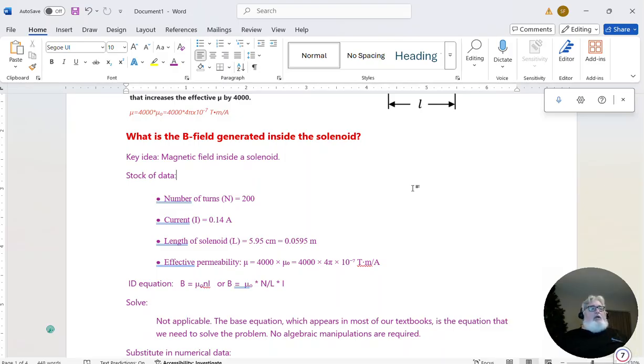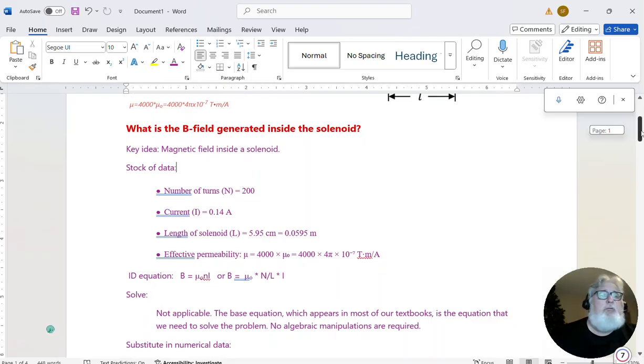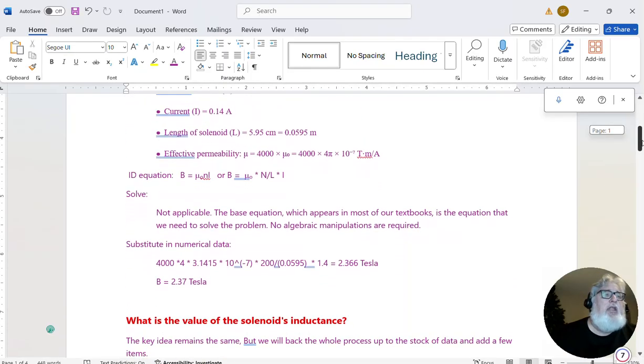The length of your solenoid is 5.95 centimeters. Notice that I've noted it down in your standard SI unit, meters, because when we plug these things into these formulas, we don't want to plug in 5.95 centimeters. We want to plug in something in the units of meters. Effective permeability: that's going to be your 4 pi times 10 to the minus 7 tesla meters per amp. But since it's iron, we're going to multiply that by 4,000. Iron simply has a much better magnetic permeability than nothing.